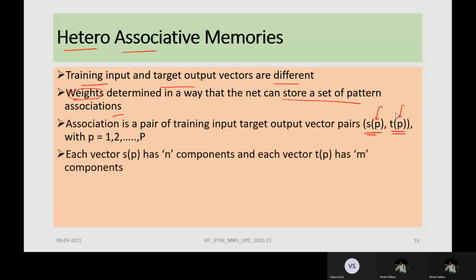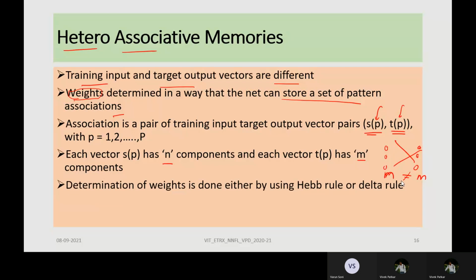So each input vector has n components and its response vector has m components. Like in auto-associative the number of input neurons and output neurons are the same, that may not be applicable in hetero-associative. So in the input, n, and in the output some different number m, which are not equal.